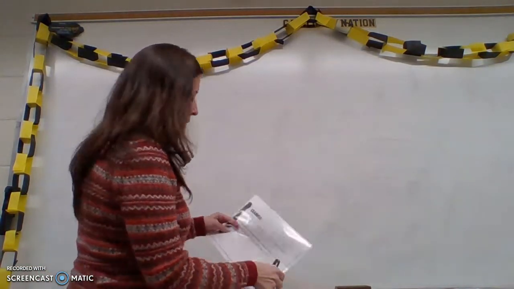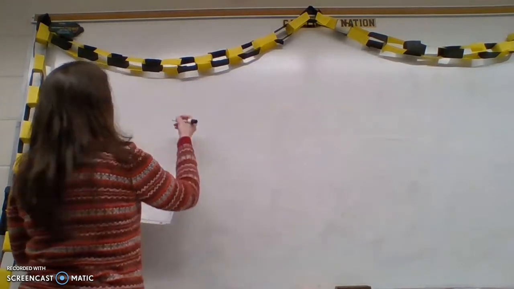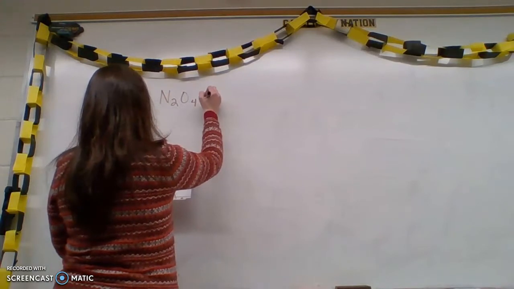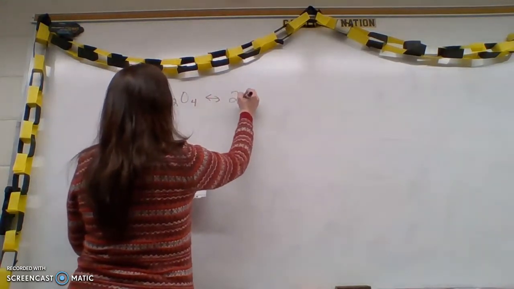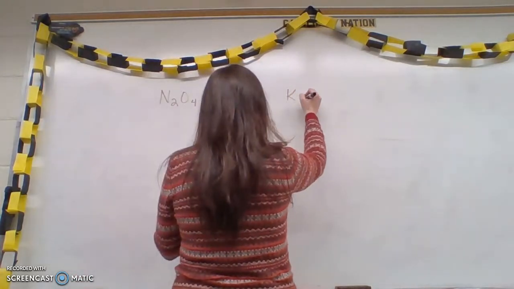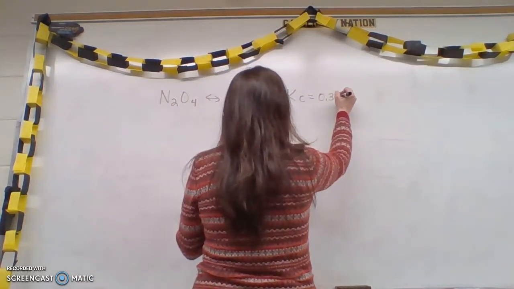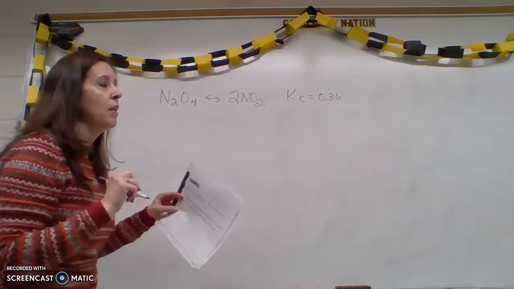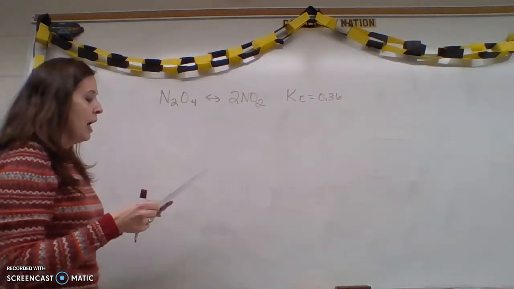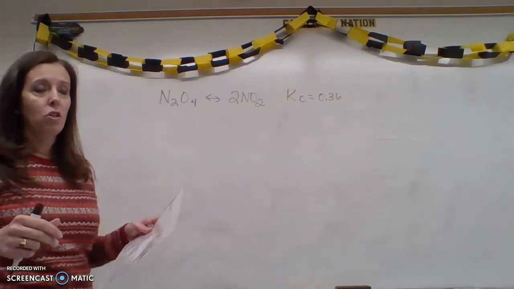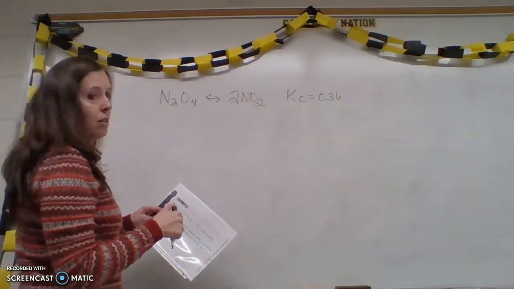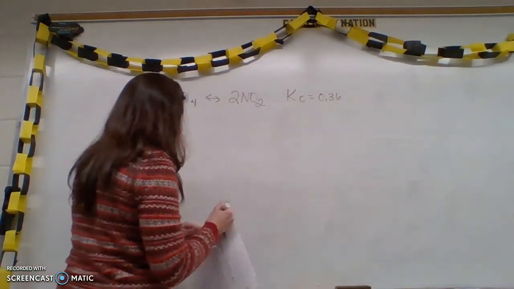So I'm looking at the example in your notes that is N2O4. And these are both gases, so I'm not going to write gas. And I tell you that Kc is 0.36, okay? And so that's the information that's given. And the first thing you're going to want to do is go ahead and write the equilibrium constant for this, okay?